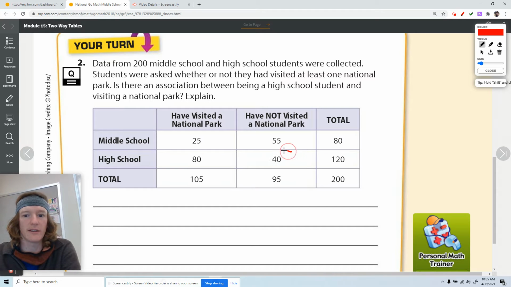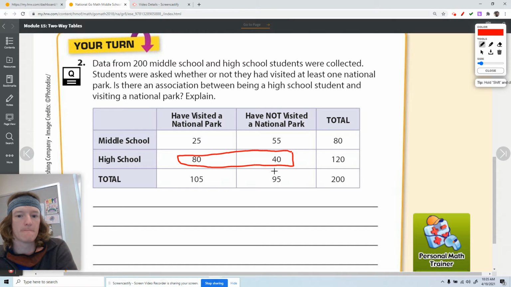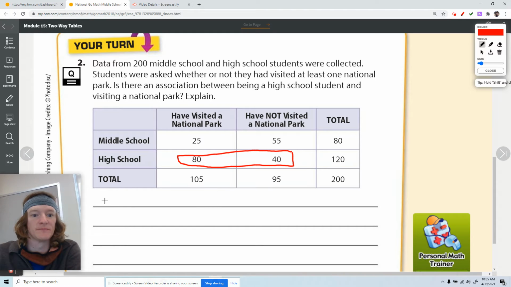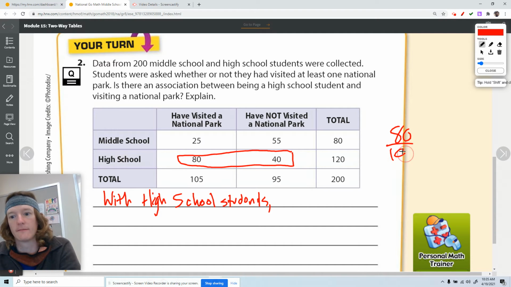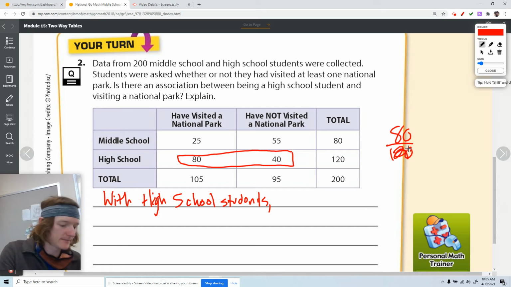Well, let's just look only at high school students. That's this red box here. 80 to 40. Just looking at that, in high school, a lot more people have visited a national park than have not. Okay, that's 80 out of 120. So with high school students, 80 out of 120. Let's find out what percent that is. I think it's 66%.